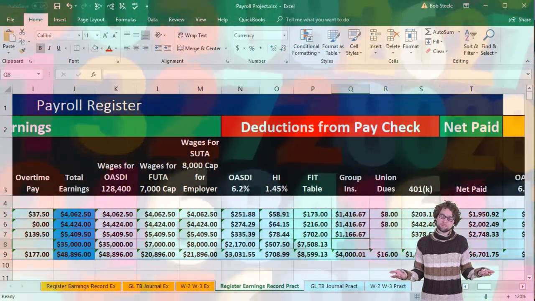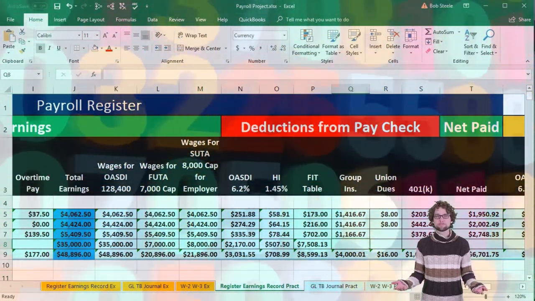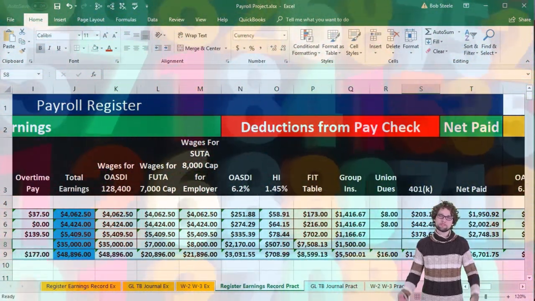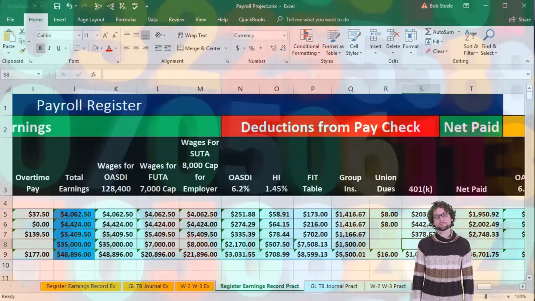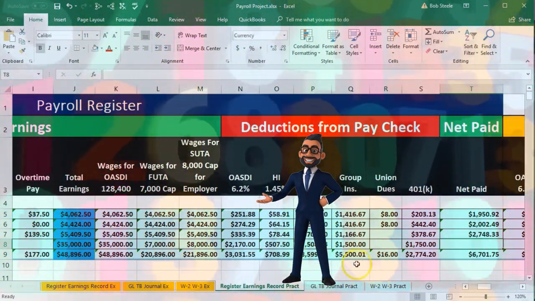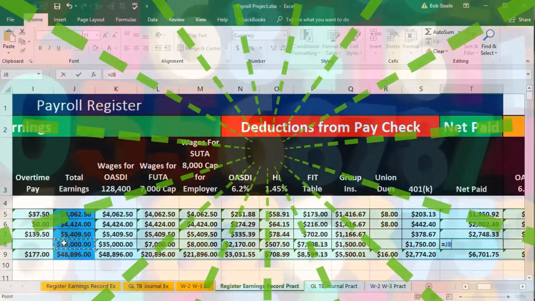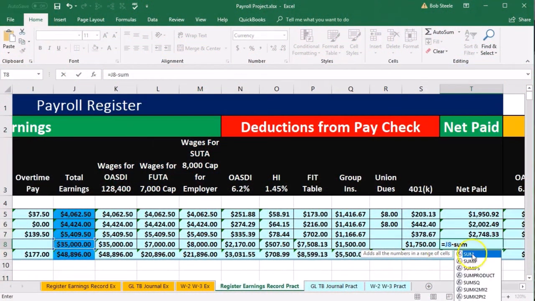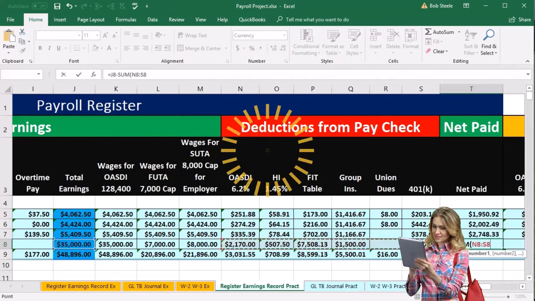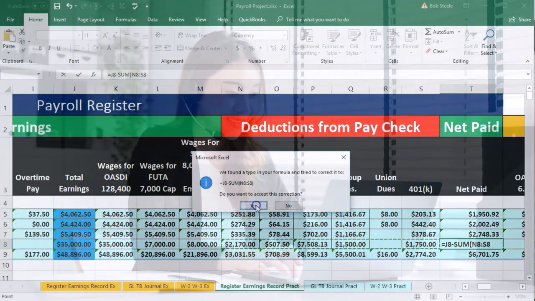So then group insurance, we're going to say that the group insurance is 1,500, union dues none, 401k plan is going to be for her 1,750. Net pay then, we're going to calculate the total earnings minus all the withholdings and deductions equals the net pay. 35 minus the sum of all the deductions. So we're going to take N8 to the S8 and enter, and yes, that's what we want.